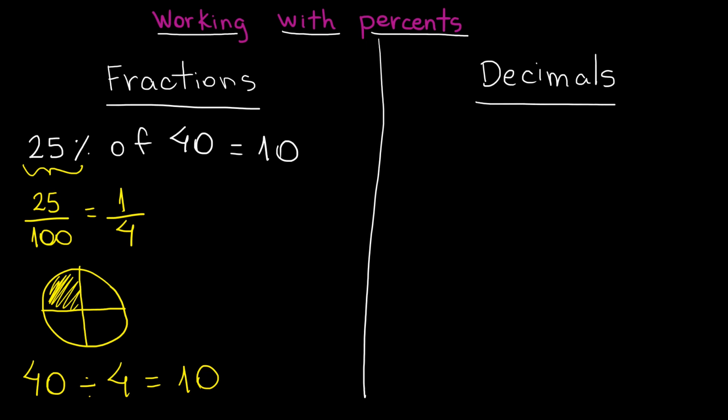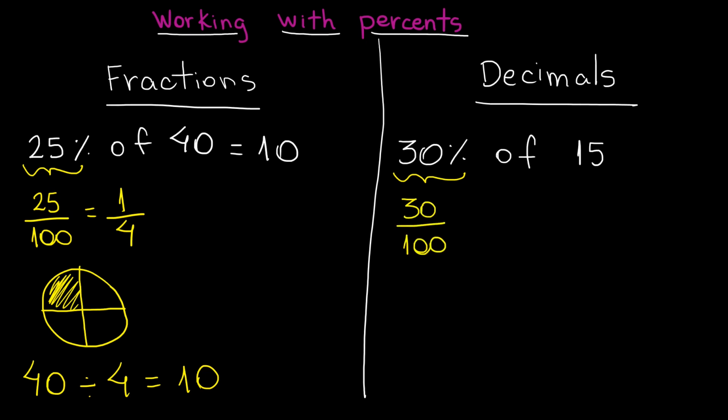Now let's see the decimal. How can you calculate 30% of 15? Let's change 30% into decimals. You can remember that 30% is 30 out of 100, and if I divide this, it will be 0.3 or 3/10. For me to calculate 30% of 15, I have to multiply 3/10 times 15.